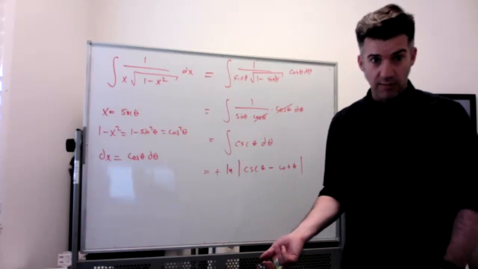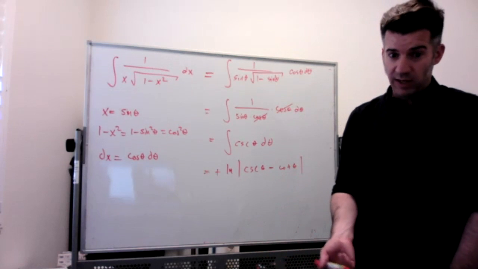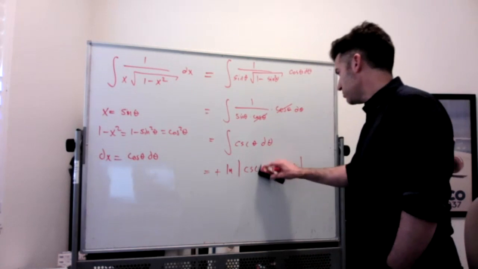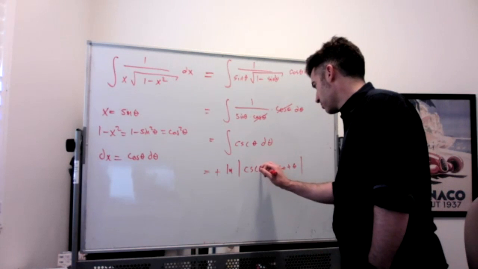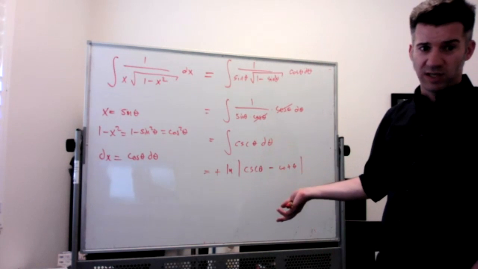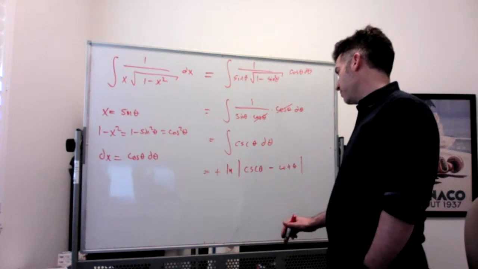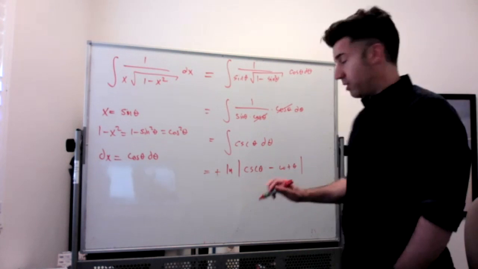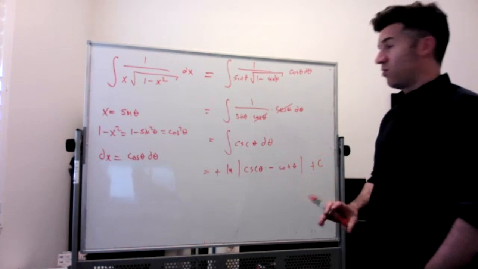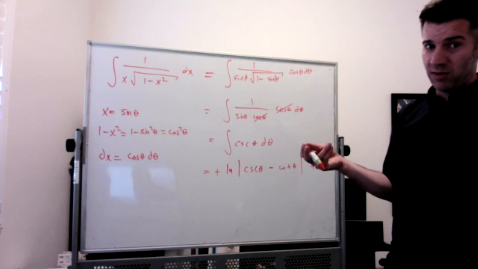They are the same. If you really want, I can show you why they're the same, but we don't need to if you guys don't want me to. So either way is fine. Positive natural log of cosecant minus cotangent or negative natural log of cosecant plus cotangent. Now here's the plus. We're not done though, because it was an indefinite integral.